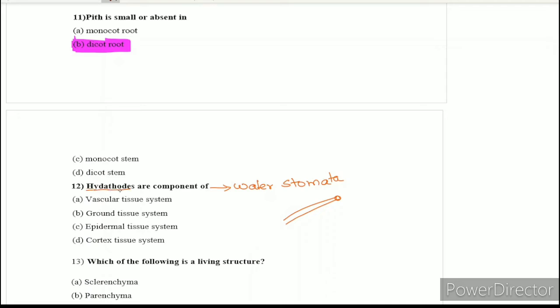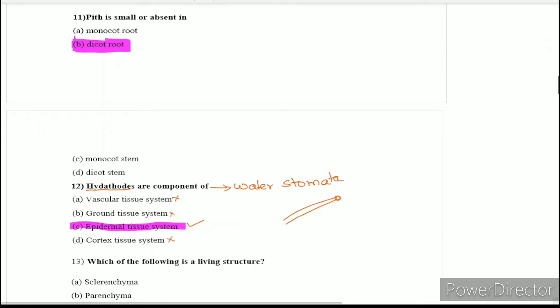So the hydathodes are associated with or components of A, vascular tissues, no. B, ground tissues, no. Ground tissues means the mesophyll cells or parenchyma cells. Option C, epidermal tissues, right? That is the correct answer. Option D, cortex tissue system, that is not the correct answer. So hydathodes are components of epidermal tissues. Okay. Let us move to the next question.